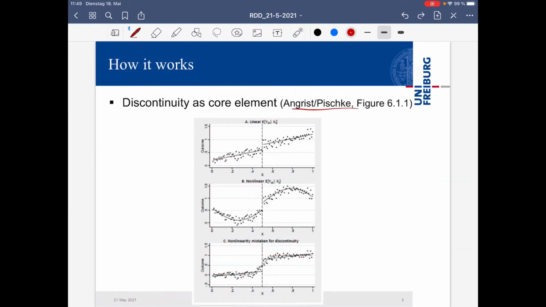You're already familiar with these diagrams, so this is from Angrist-Pischke. Here we have the cutoff point, that's the running variable, and what we observe in the data, just visually analyze, that there is a jump, and if there is a jump, then there is a discontinuity that could be exploited for identifying a causal effect.